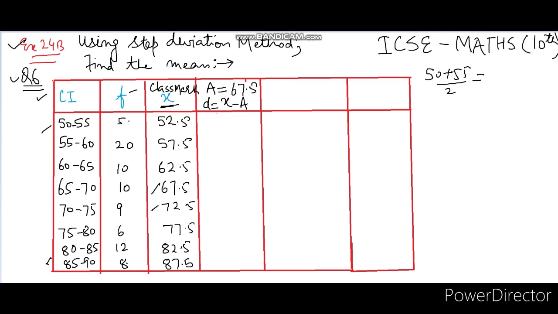52.5 minus 67.5 would give me minus 15. The next subtraction would give me minus 10. The next would be minus 5, and 67.5 minus 67.5 will be equal to 0. 72.5 minus 67.5 will give me 5. Continuing like this, we will get the answers of subtraction. These are all the deviations of x from the assumed mean, right?